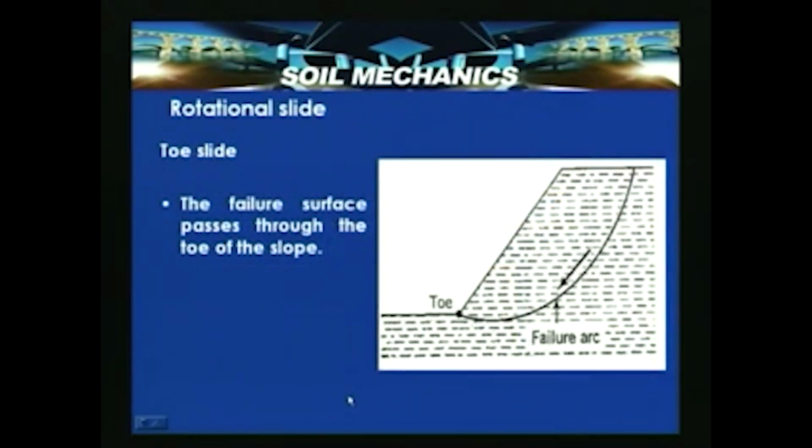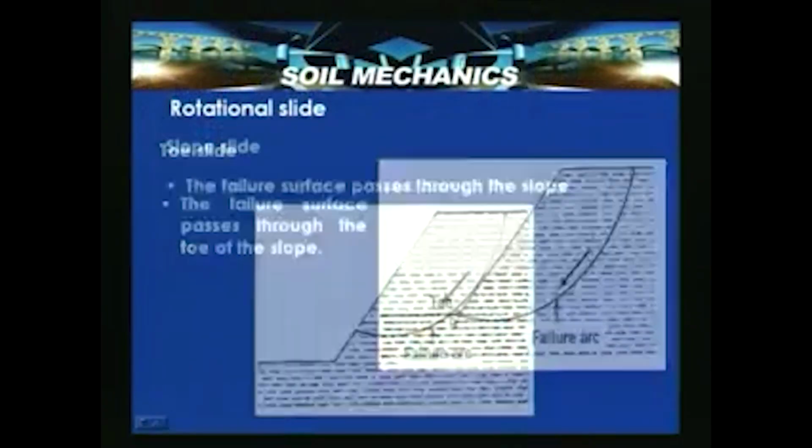Then the other type of the rotational slide is toe slide. In toe slide, the failure surface passes through the toe of the slope. This type of failure can occur if there is an embankment, a man-made embankment, constructed with poor quality material or with poor compaction conditions. So, these are the failures which can occur and pass through the toe of a slope.